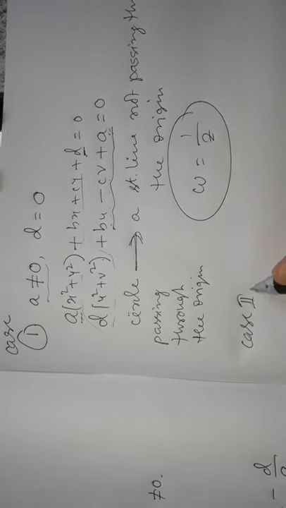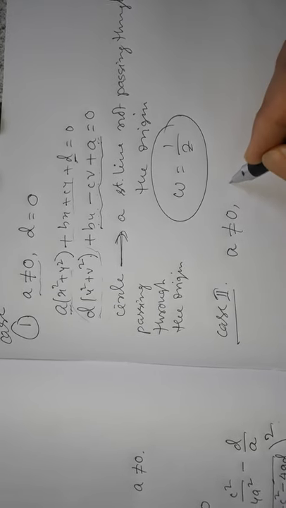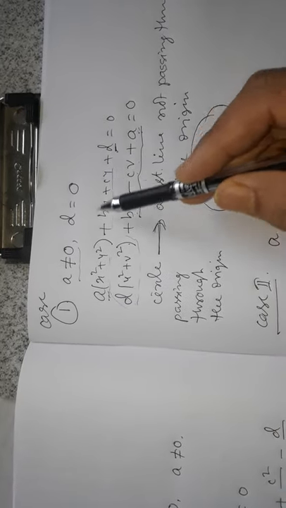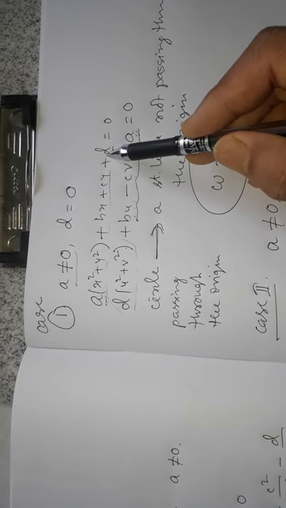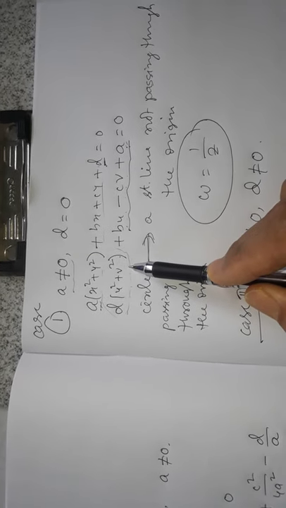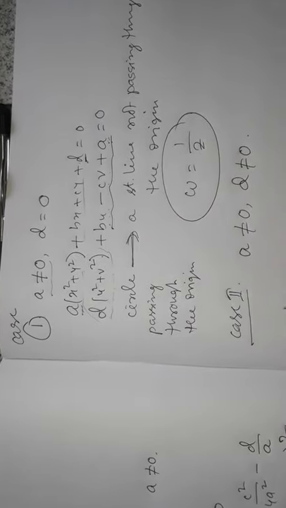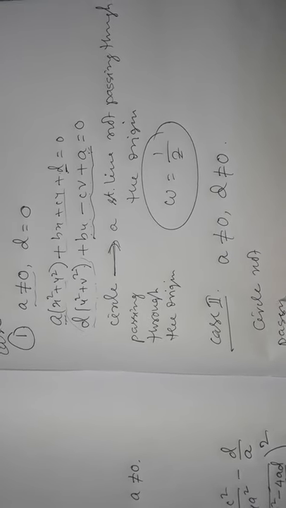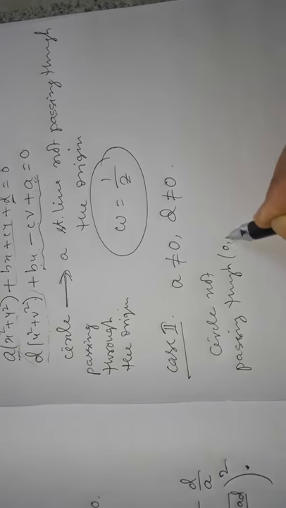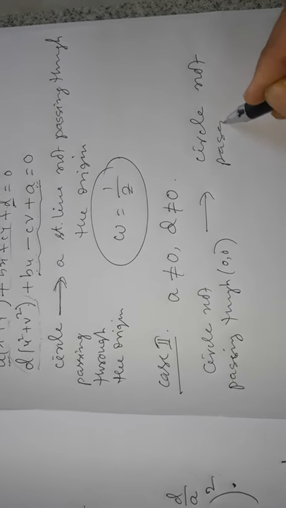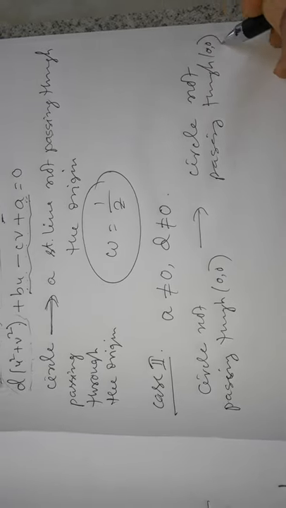And what is the second case? In the second case, a is not equal to 0 and d is also not equal to 0. So therefore, this is a circle not passing through the origin. So a circle not passing through 0, 0 becomes what? In the w plane, this is also a circle not passing through 0, 0. So this is case 2.